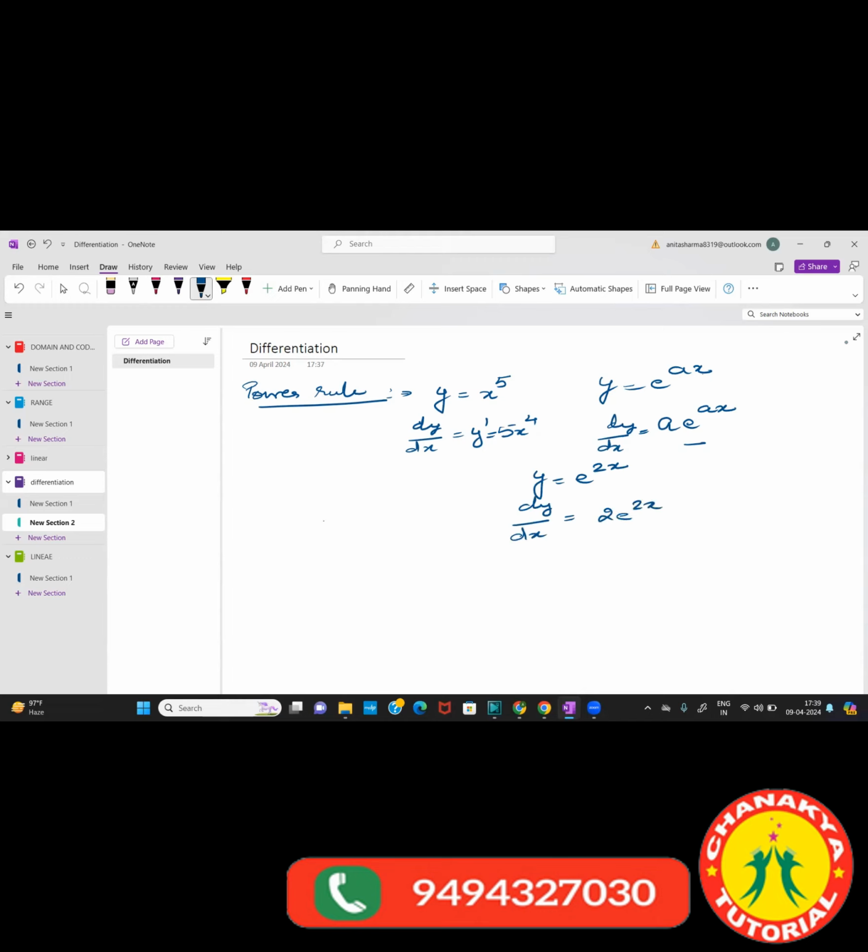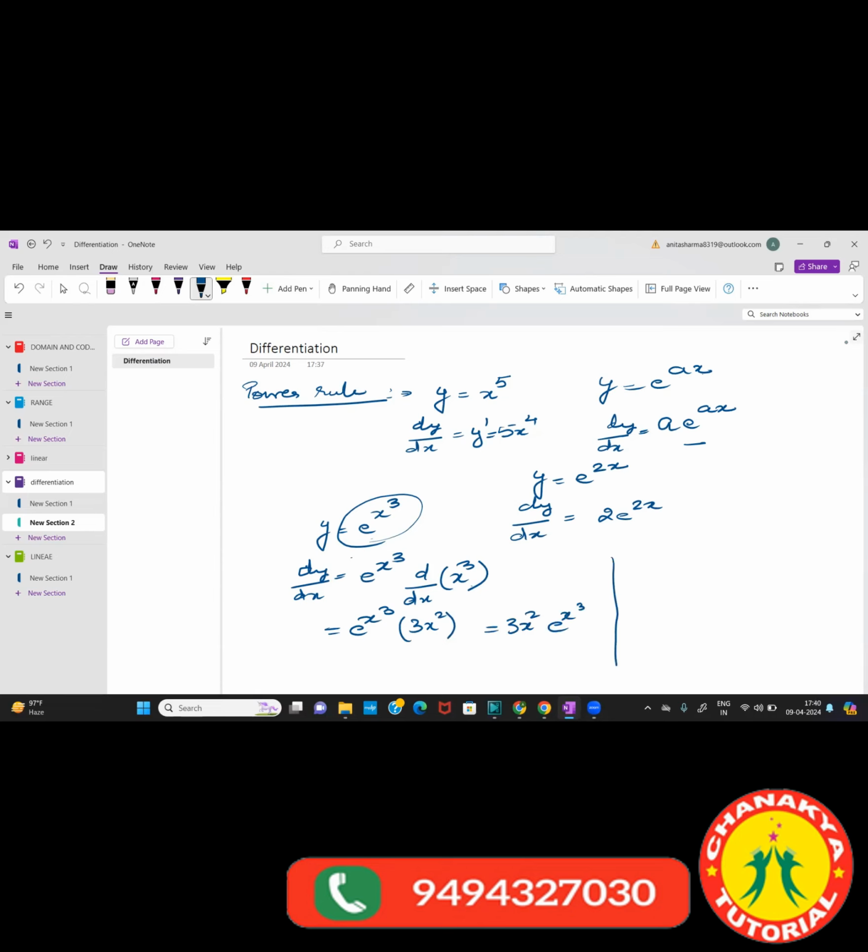And suppose I give you y is equal to e to the power x cube. How will you solve it? Any idea? If you are given this power, first of all the differentiation of this will remain e to the power x cube. Then write the differentiation of x cube also, which is 3x square. So the answer is 3x square e to the power x cube.